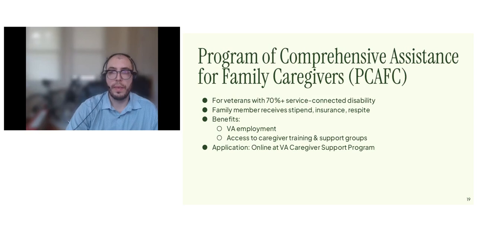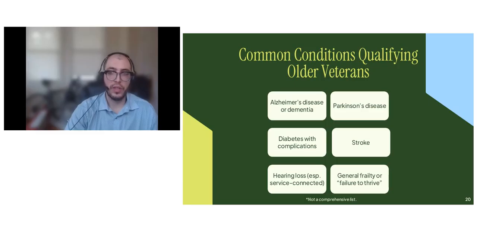Now, a list of common conditions to qualify older veterans that we see all the time is Alzheimer's or dementia, Parkinson's disease, diabetes with complications, stroke, hearing loss, especially if it is service-connected, and then just general frailty or failure to thrive are what we see as being the largest criteria. But the fact of the matter is that if your loved one or the veteran that you're working with seems like they need help with activities of daily living, it is worth having them be assessed by their VA primary care physician because they may qualify for some or many hours, and you just never know.